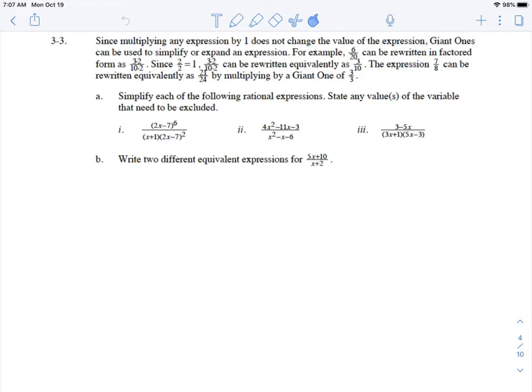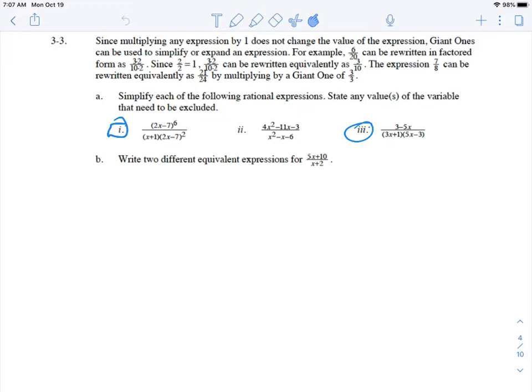So that was reducing rational expressions. Now let's apply some of that to more complex rational expressions. I'm going to do 2 of these, and then I will have you do 1 of them. So I'm going to do 1 and 3.